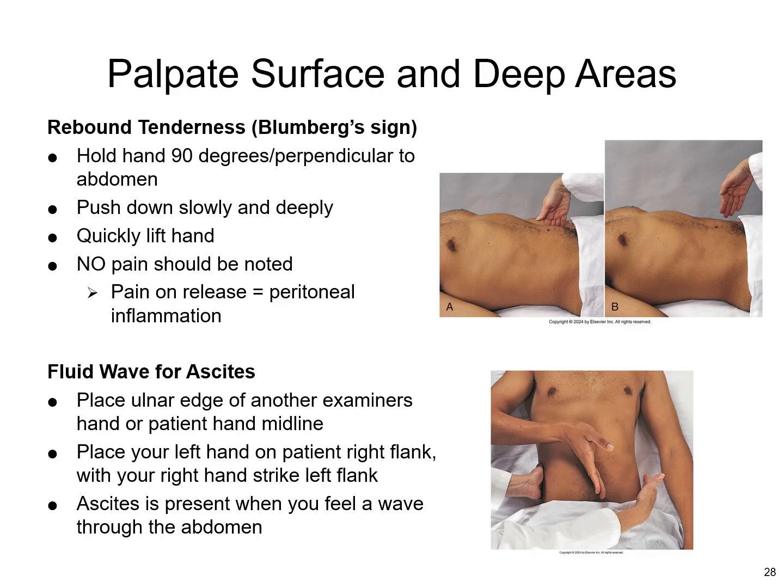When we are checking for fluid or ascites, you're going to place the ulnar edge of someone else's hand or your client's hand to give you a midline visual. And you want to place your left hand on the patient's right flank. Use your right hand to strike the left flank. What you're looking for is a wave that goes through the abdomen area. If you see this, this is fluid, and this is called ascites.